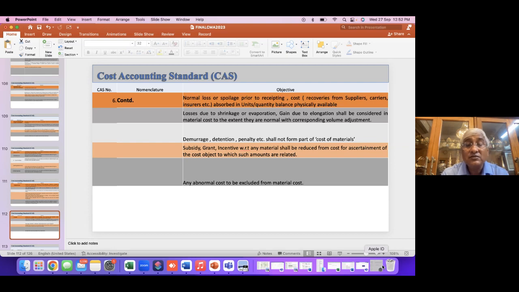There are normal losses also, normal loss or spoilage prior to receiving, say oil in containers. A most frequently happening instance is that containers are not properly sealed. So some oil oozes out, some may be recovered, and some may not be. Some can be covered through carrier insurance.